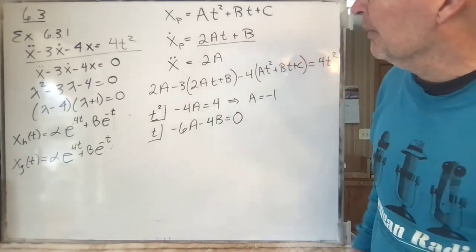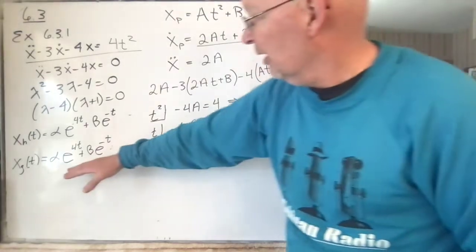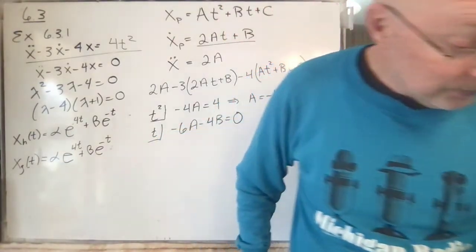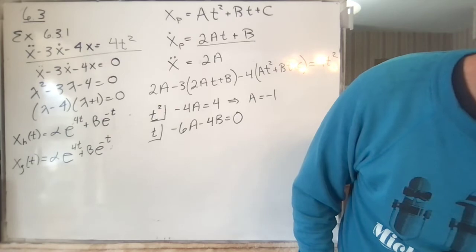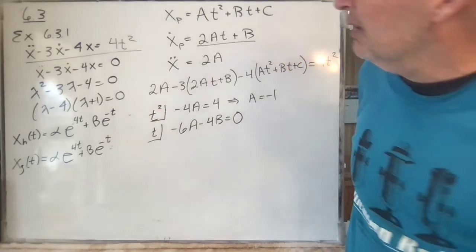Okay, let's try another one. Oh, and then what would you do? Then you would just take that particular solution and add it on to this one, of course. Okay, I've got the same thing again, but I've got 3e to the 2t.